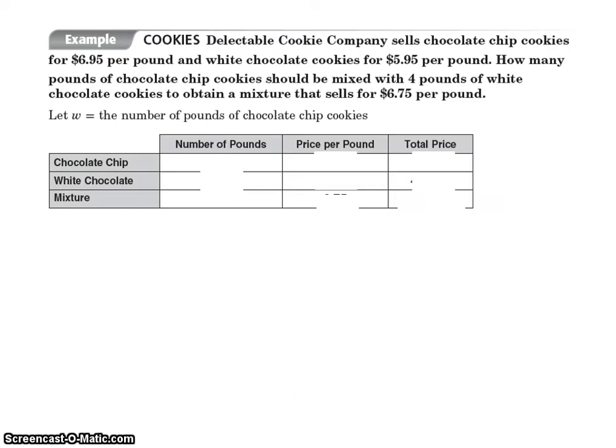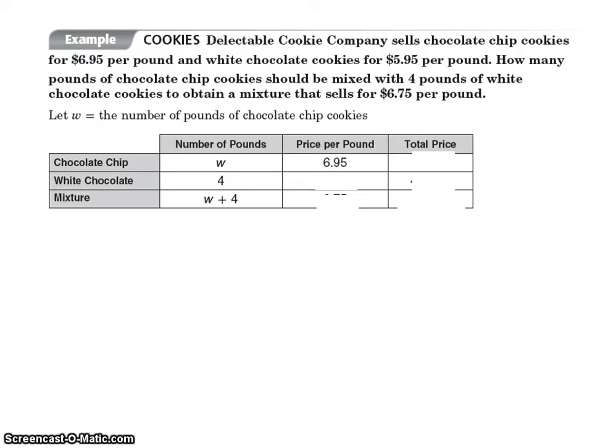Now, we're going to start with a table, and sometimes tables help us organize our thoughts. Weighted averages is one of those places where a table is really useful. We're going to list the number of pounds and the price per pound of the chocolate chip, the white chocolate, and the mixture. Delectable Cookie Company is selling chocolate chip cookies for $6.95 per pound. So the number of pounds we don't know yet, but we do know the price is $6.95.